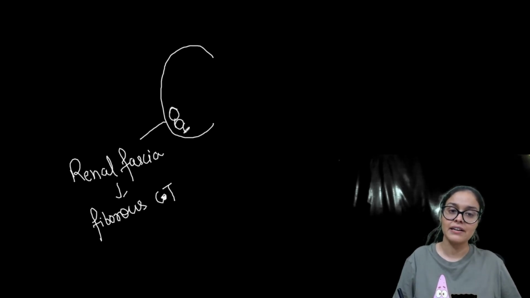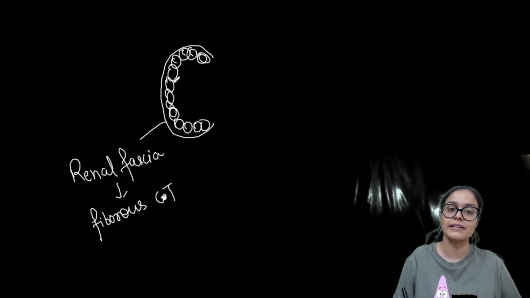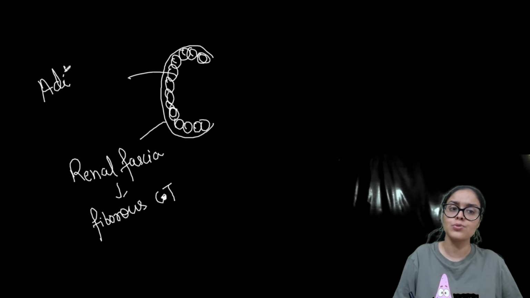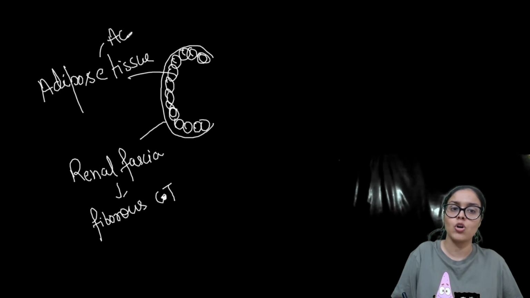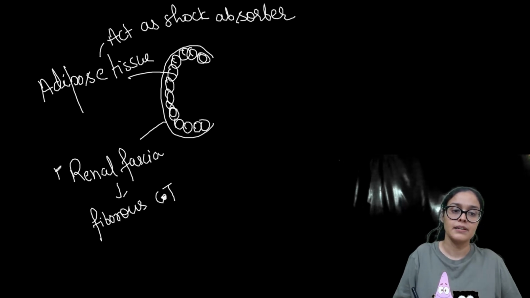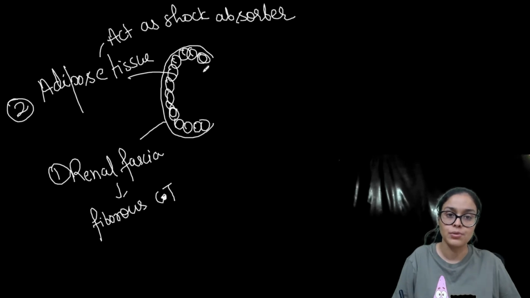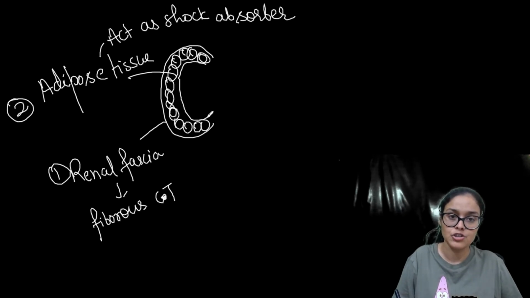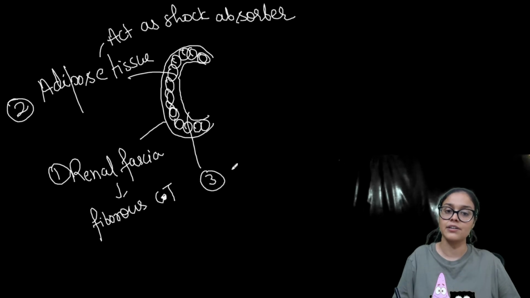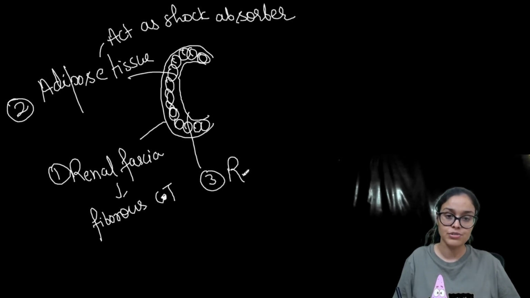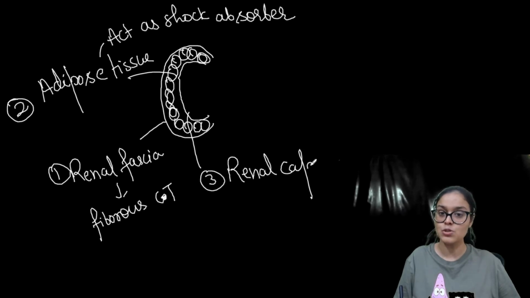Then we have the adipose tissue. Just below this, the second protective layer of the kidney is known as adipose tissue, which acts as a shock absorber. This is something you have to remember: renal fascia, adipose tissue. And then the layer just below it, the third and innermost layer, is known as the renal capsule. The renal capsule is also made up of connective tissue, right?